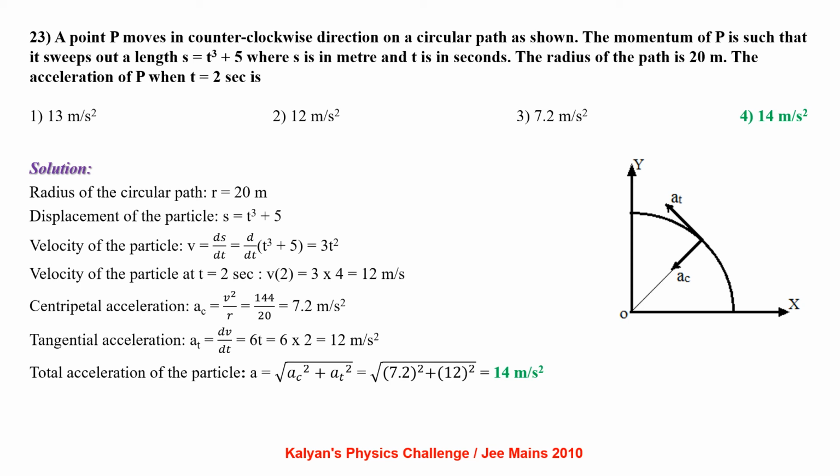meter per second square, while tangential acceleration of the particle at equals dv by dt. So differentiating the velocity 3t square, we get tangential acceleration to be 6t, that is at t equals 2 seconds, it comes out to be 12 meter per second square. The net acceleration a equals root of ac square plus at square, as these two accelerations are perpendicular to each other. The final answer is 14 meter per second square.